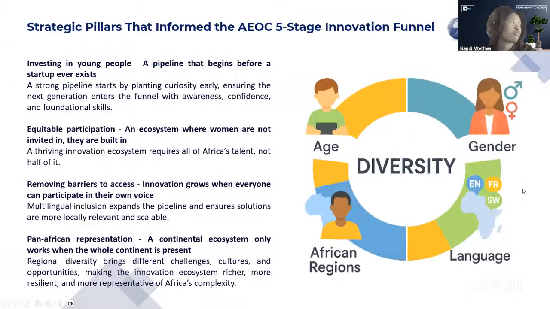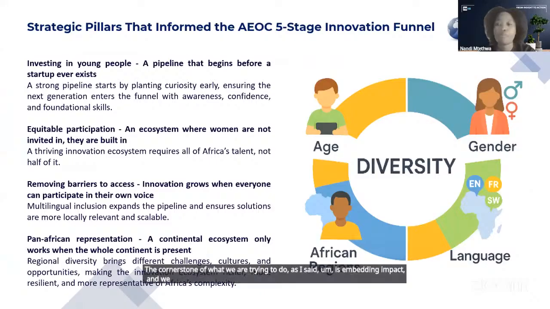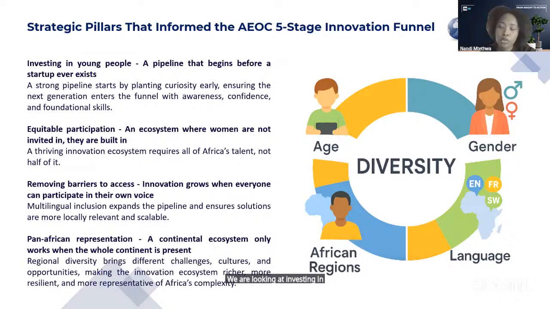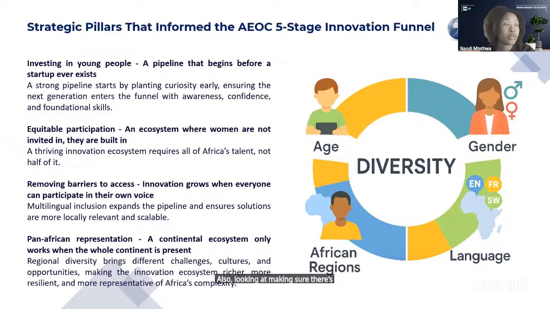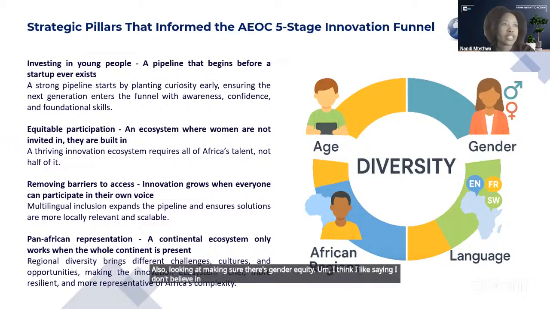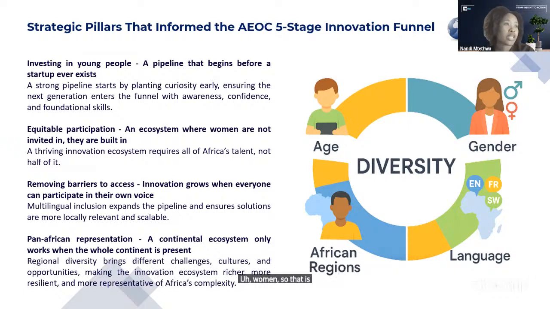The cornerstone of what we're trying to do, as I said, is embedding impact, and we have 4 pillars that we are looking at. We are looking at investing in young people, so those are the kids, typically aged between 14 to 18 years of age. That would be high school learners. Also looking at making sure there's gender equity. I like saying I don't believe in equality, I believe in equity, and I do believe there's extra effort that needs to go towards girls and women. So that is what we prioritize here as well, not excluding men or boys.